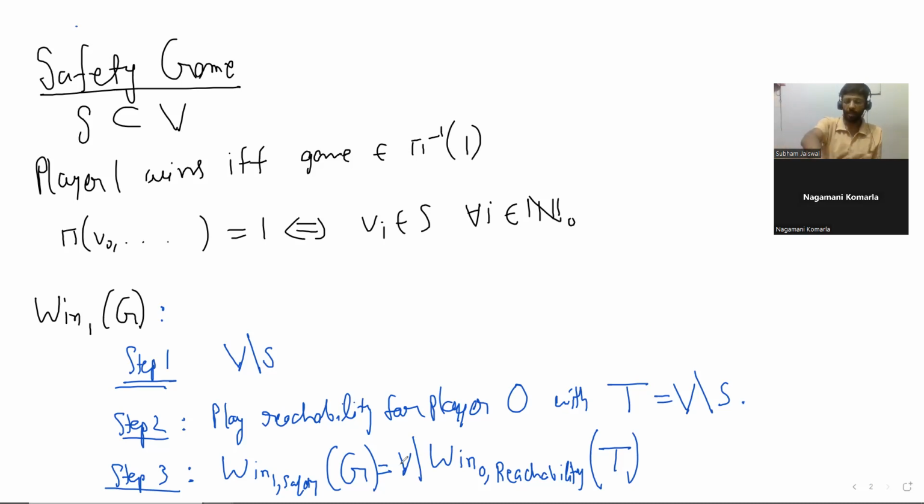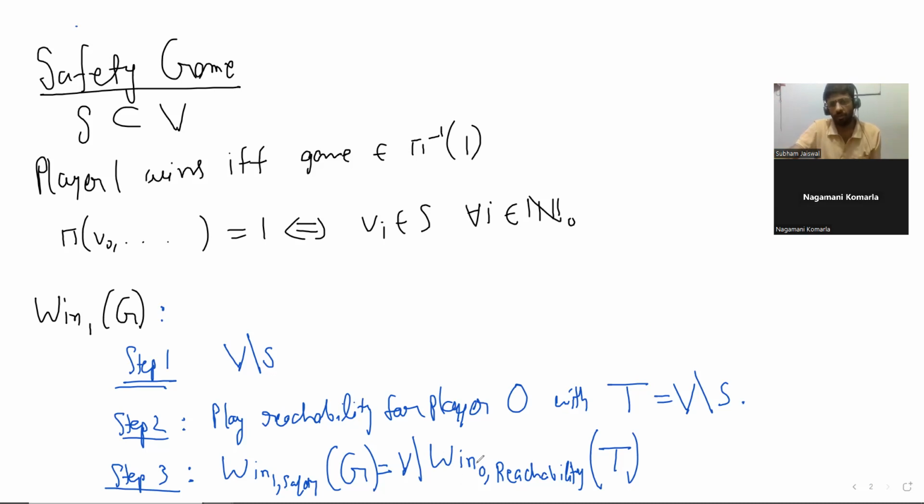And if we take the complement, then if you take a vertex in the complement, player 1 always has a strategy to never let the game reach T, which means he'll always put the game in S. And so that's the safety, right? Yeah, right. So this is correct.